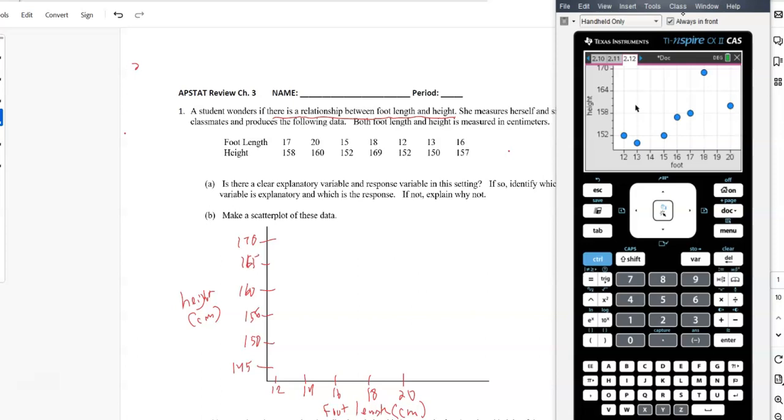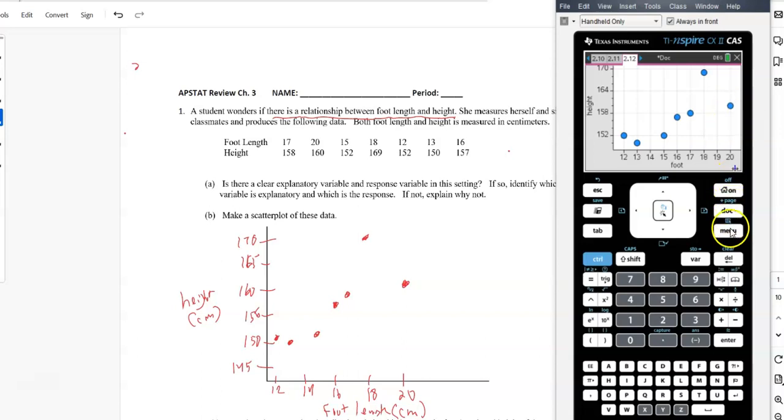Something like that. And you plot those points, 12, 152-ish, right in there, 13, 150, 15, 152, 16, 157, 17, 158, 18, 169, and 20, 160-ish. Okay, so it takes a little while to do.